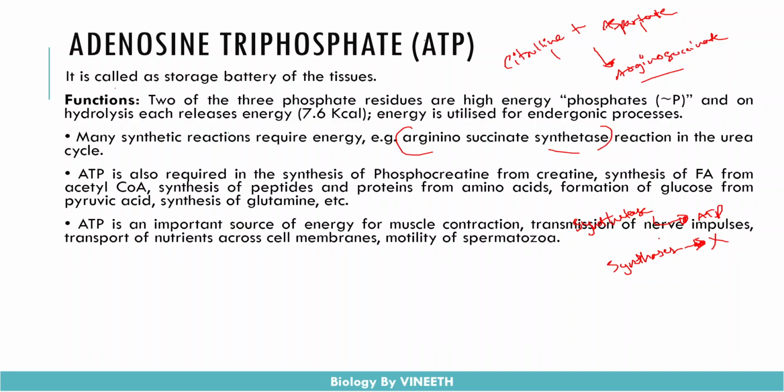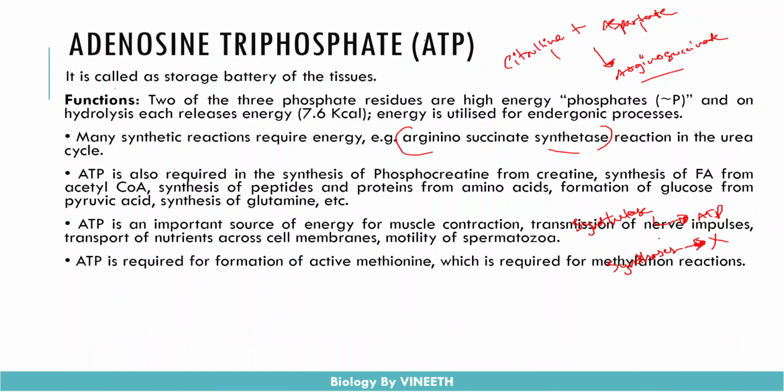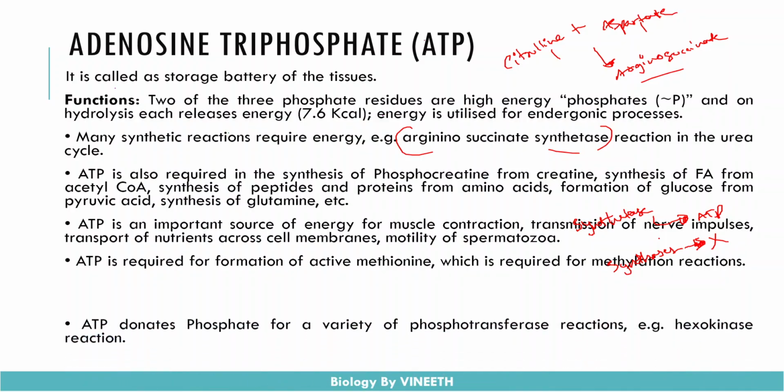Motility of the spermatozoa also utilizes a lot of ATP, and this ATP is provided by the mitochondria in the spermatozoa. ATP is also required for the formation of active methionine, which is required for the methylation process. When we are methylating histone proteins, the lysine amino acid in the histone proteins, we require this active methionine. I'll tell you about the active methionine.